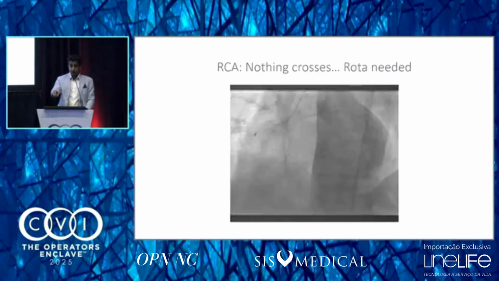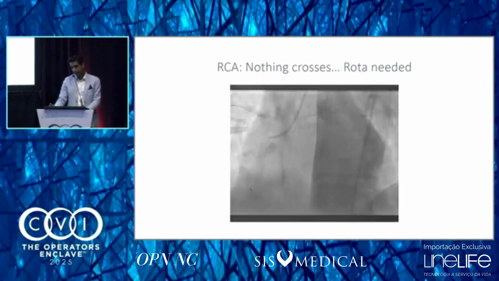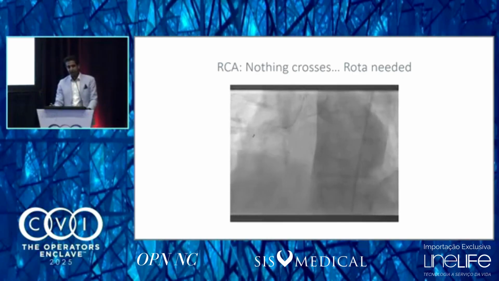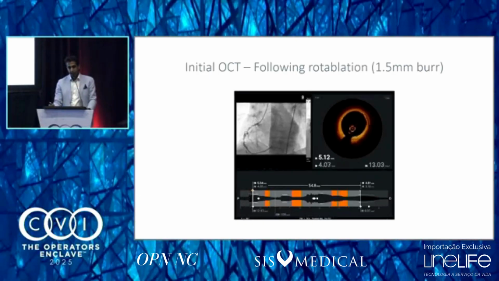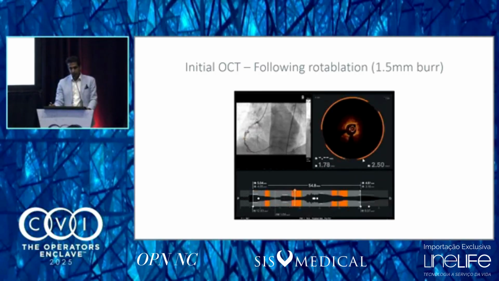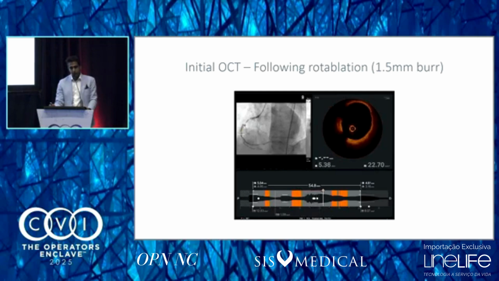Okay, let's move to the next case. So this is an RCA lesion. Actually, I forgot to insert the first image here, but heavily calcified, needed rota, nothing crossed. And what you can see is this is the OCT run, heavily calcified. Orange shows you calcium on ultrasound, and it's really circumferential calcium with some nodules as well.